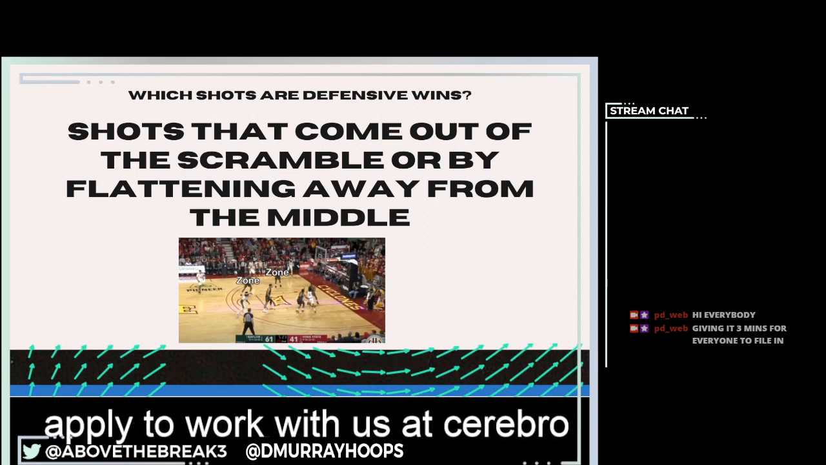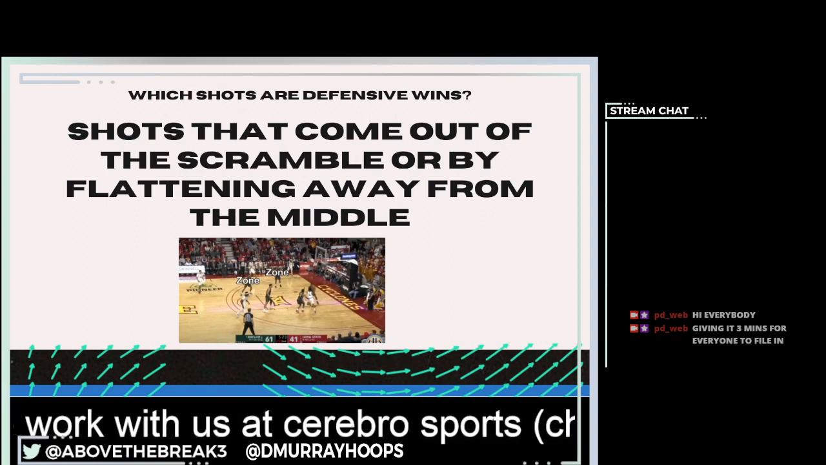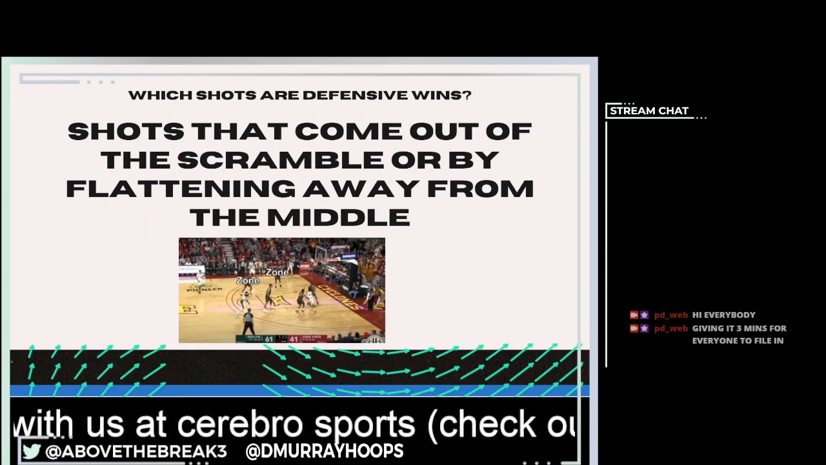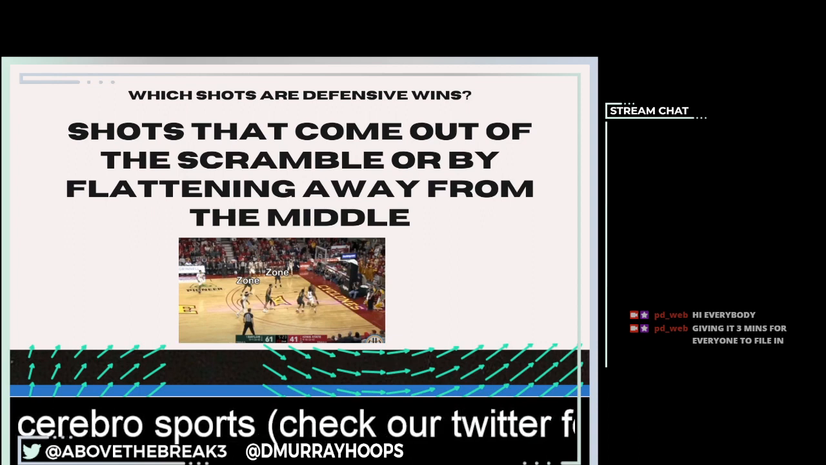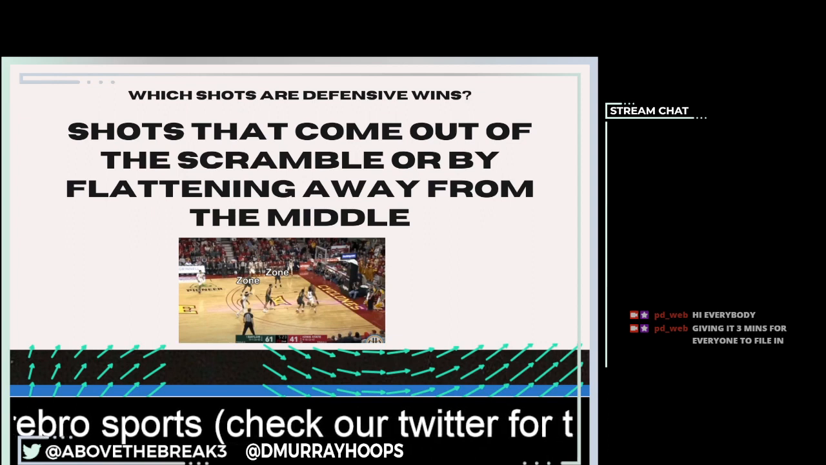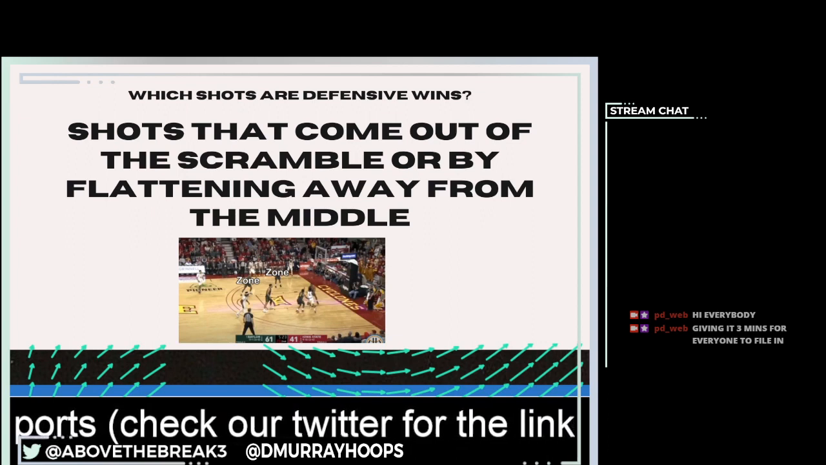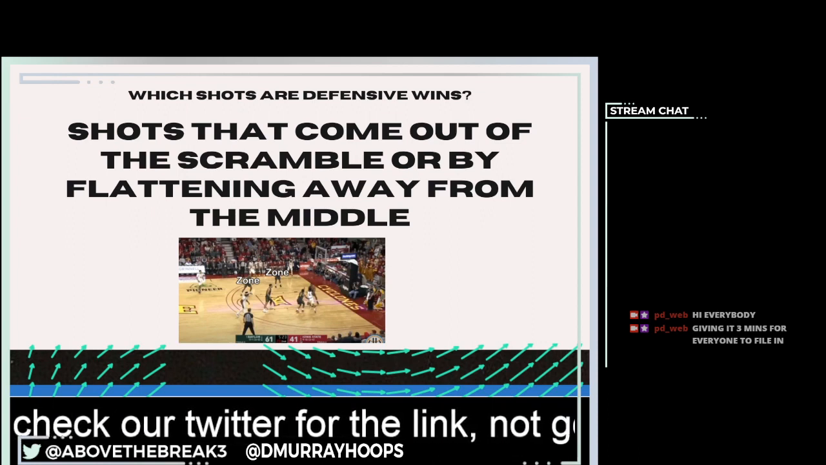Shots that come out of the scramble, which is after the zone up on the weak side, or by flattening away from the middle. So once you have pushed people away, if they're taking a floater, knowing that there's a person ready to take a charge there underneath, that's a good shot because your defense is already activated. So basically, shots that go into the teeth of the defense, where the defense is already rotating and ready to go.